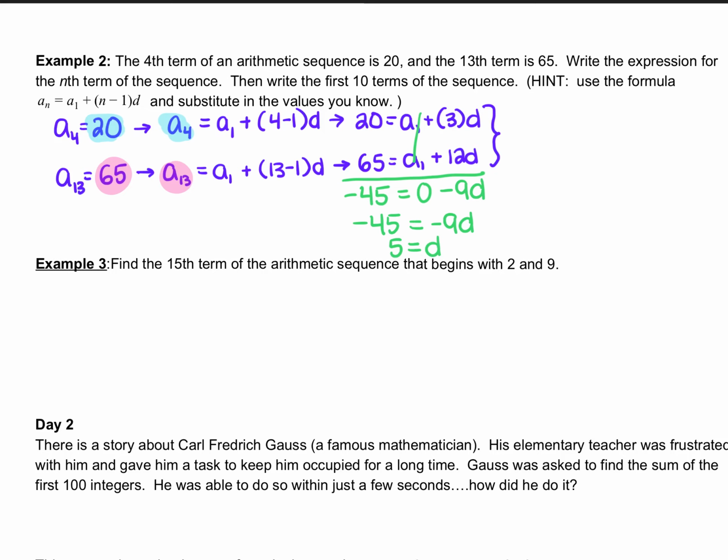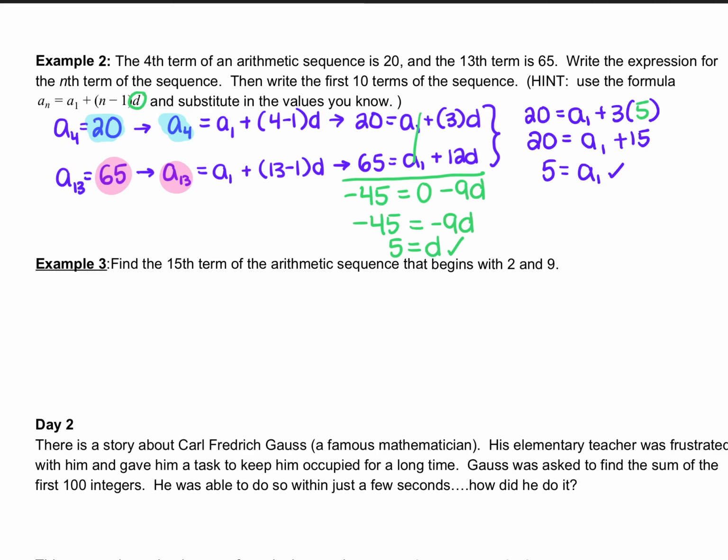Well, that's really helpful. Now I know at least this part of the equation. I still need to figure out what the first term is, but that's the great part about our system of equations, right? I can take one of those original equations and plug in now what I know. So let's go ahead and take that first one, 20 equals a sub 1 plus 3d. Now we figured out that d is 5, and I get a nice equation. 20 equals a sub 1 plus 15. Subtract 15 from both sides, I get 5 equals a sub 1.